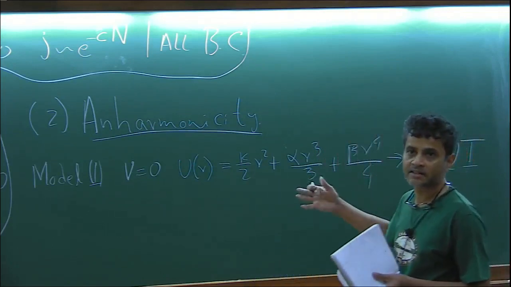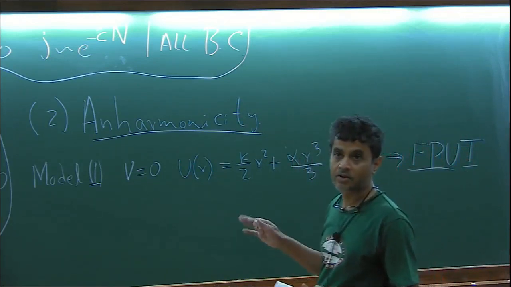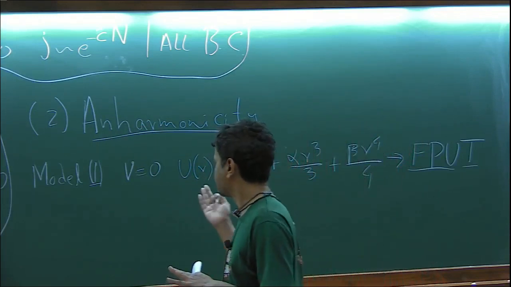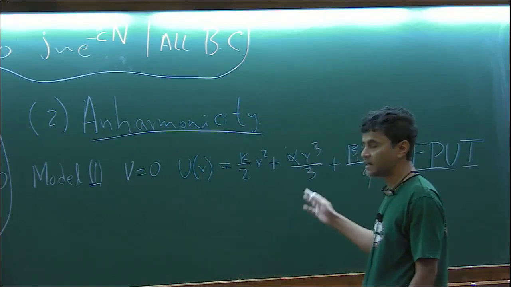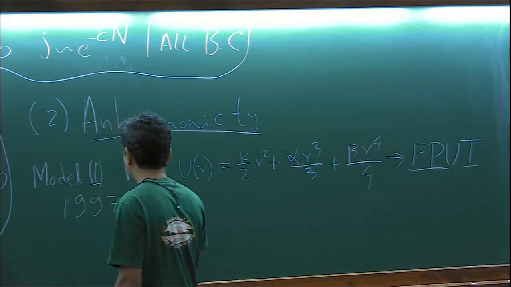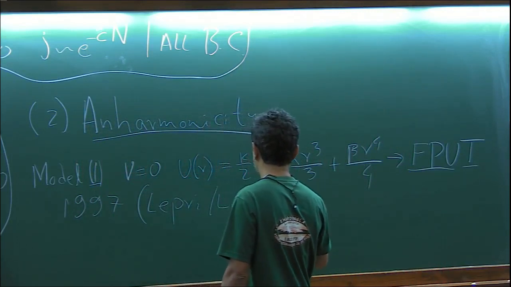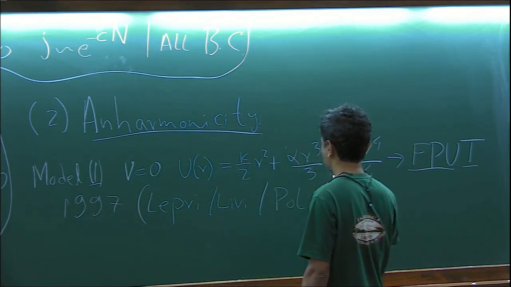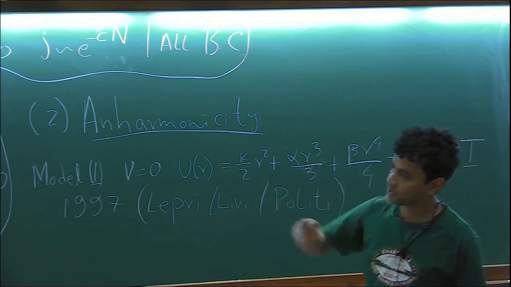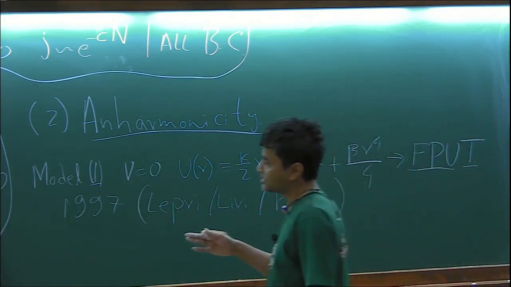When you study heat conduction, again this is the simplest thing you can think of, so you just study this model. Once you take this potential, you cannot do much analytically. It's difficult to do any exact calculations. So in 1997, this set of people, Lepri, Livi, Politi, just did simulations, which is the easiest thing to do. You take those equations, and it's easy to do Langevin dynamics simulations with this. And in your simulations, you can calculate.